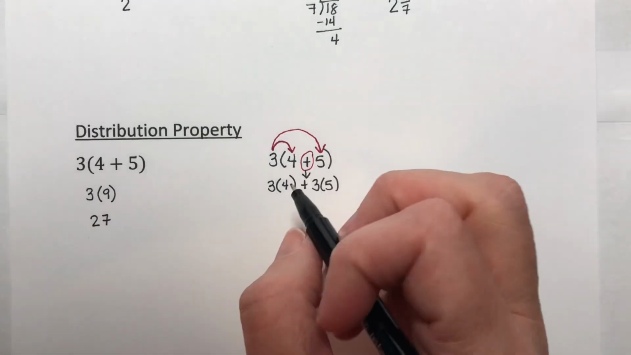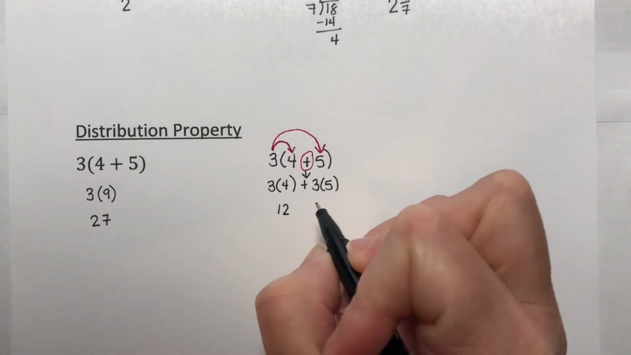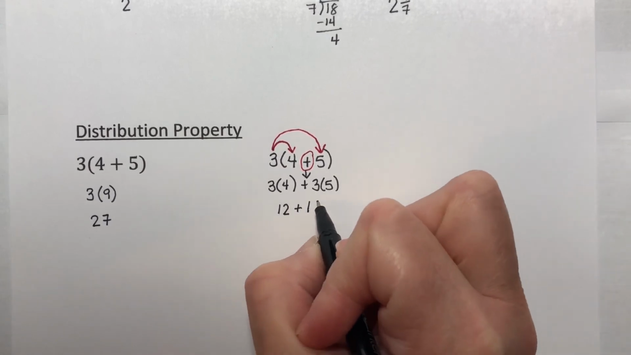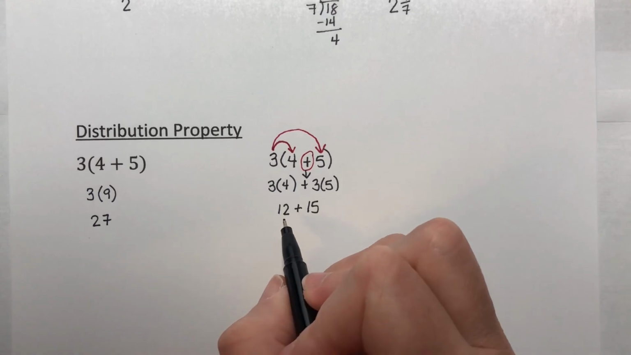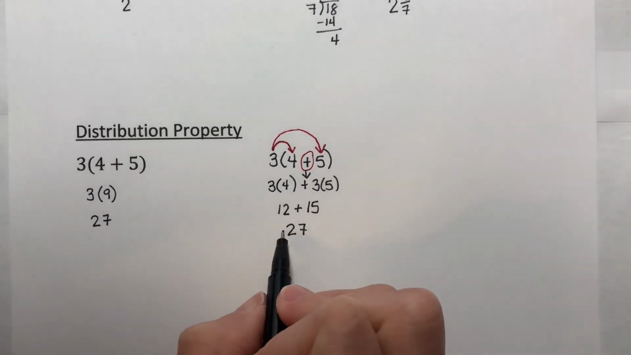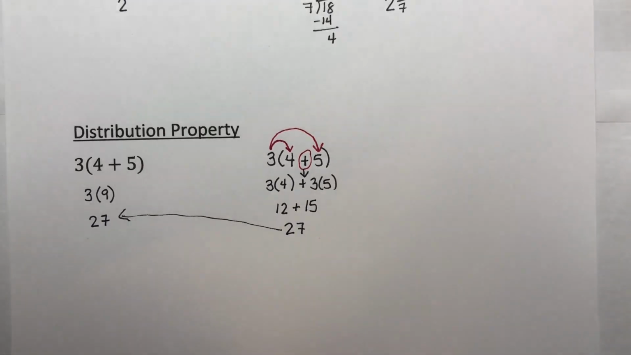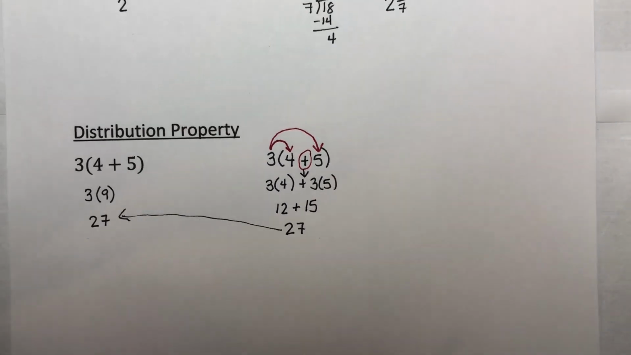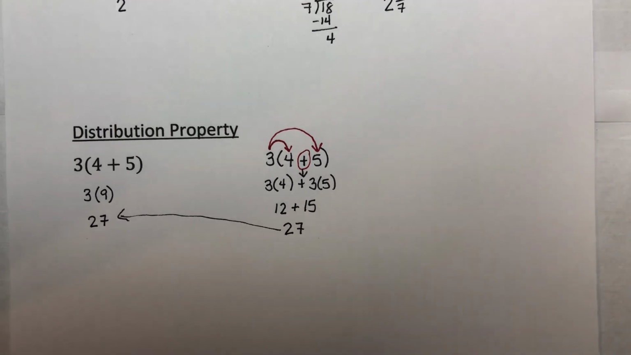3 times 4 is 12. I'm following order of operations now. 3 times 5 is 15. Now if you add 12 and 15, you also get 27. You get the same value. Now obviously if it's all regular numbers and you're allowed to add first, that's your easiest way to get it done. But you'll see in a minute how this becomes a very important property for us.